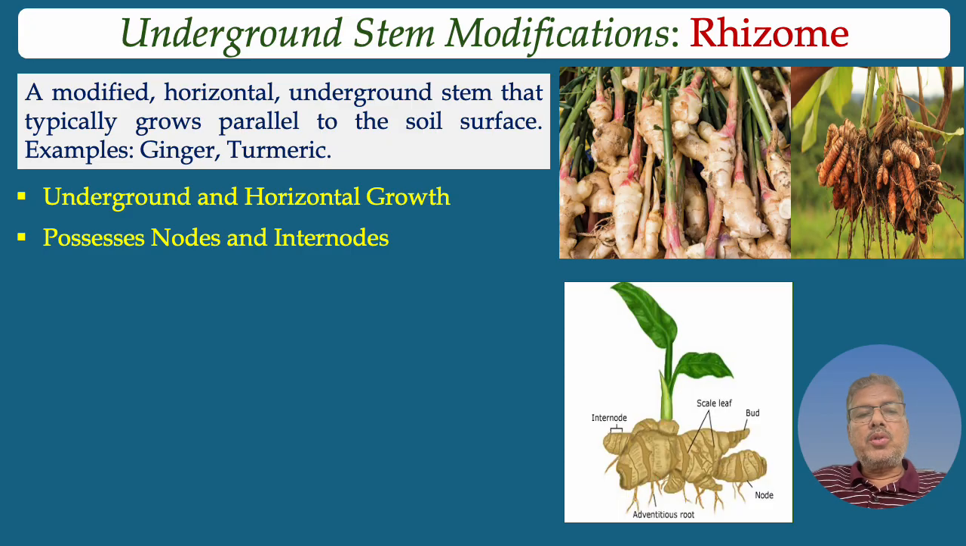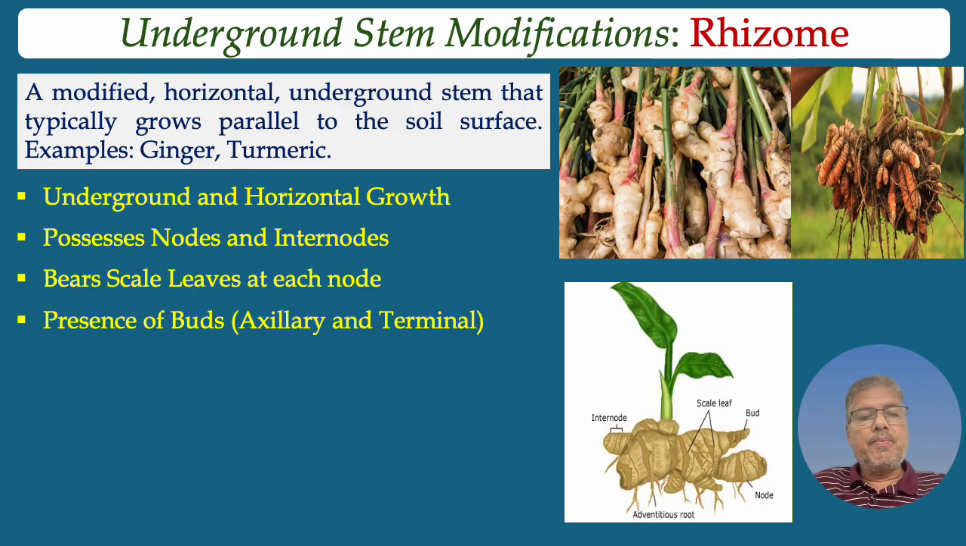They possess nodes and internodes. As a modified stem, a rhizome retains the fundamental structure of the stem featuring distinct nodes and internodes. This is a key differentiating factor from roots which lack nodes and internodes. They bear scaly leaves. At each node, small scaly leaves, often non-green and inconspicuous, are typically present, which are characteristic of the stem, not the roots.